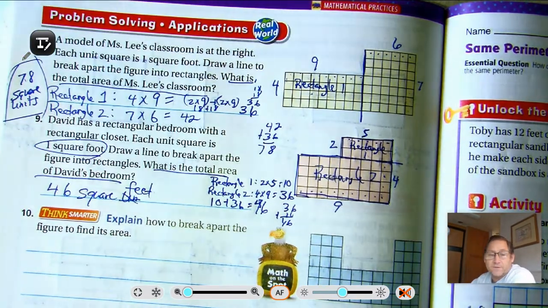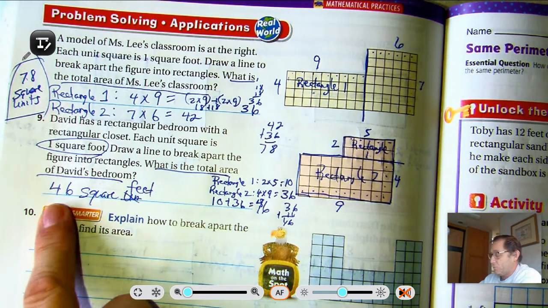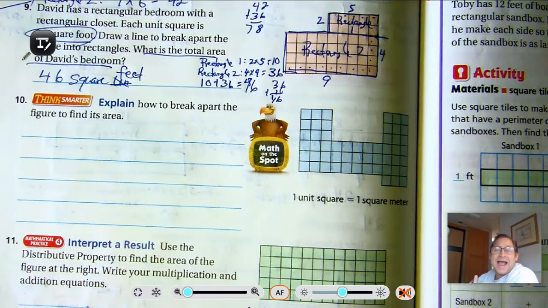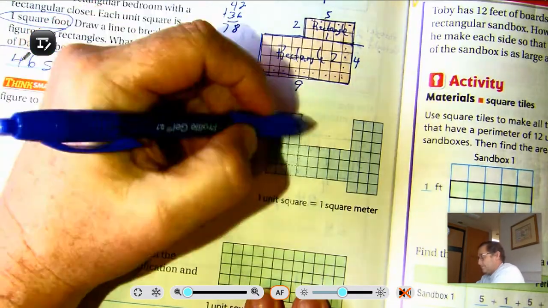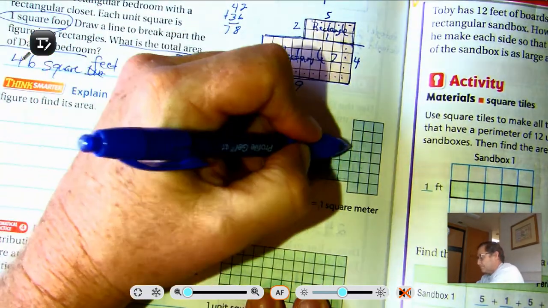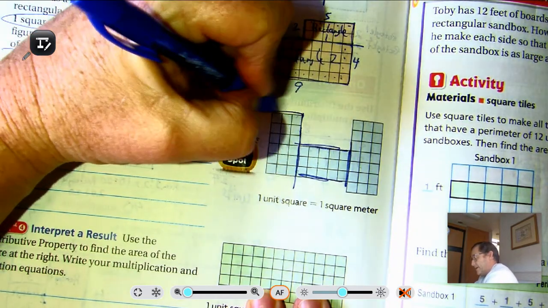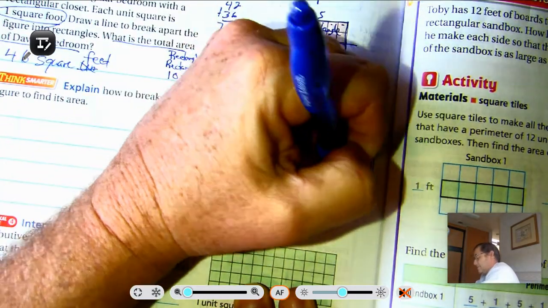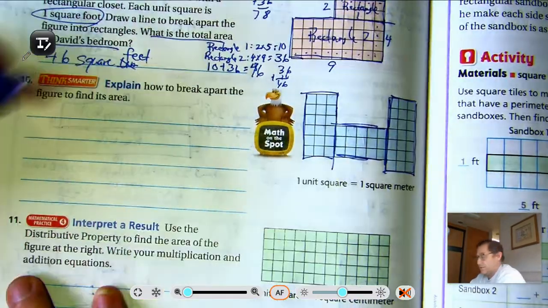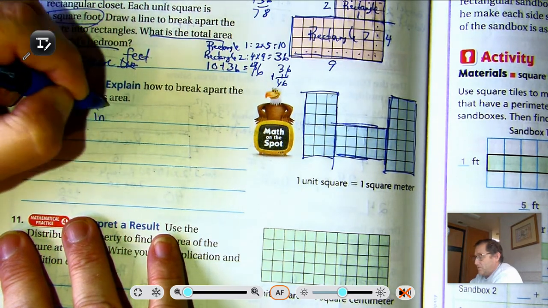I should have circled 1 square foot. So the measurement was 1 square foot. What is the total area? 46 square feet. And number 10, explain how to break apart the figure to find its area. Well, wouldn't we break it into 3 rectangles? Okay, so break it into 3 smaller rectangles.